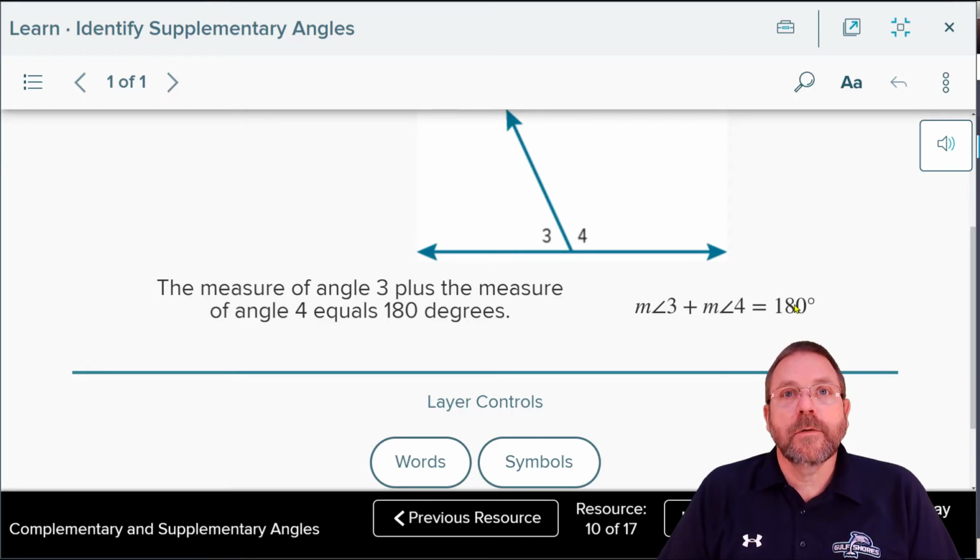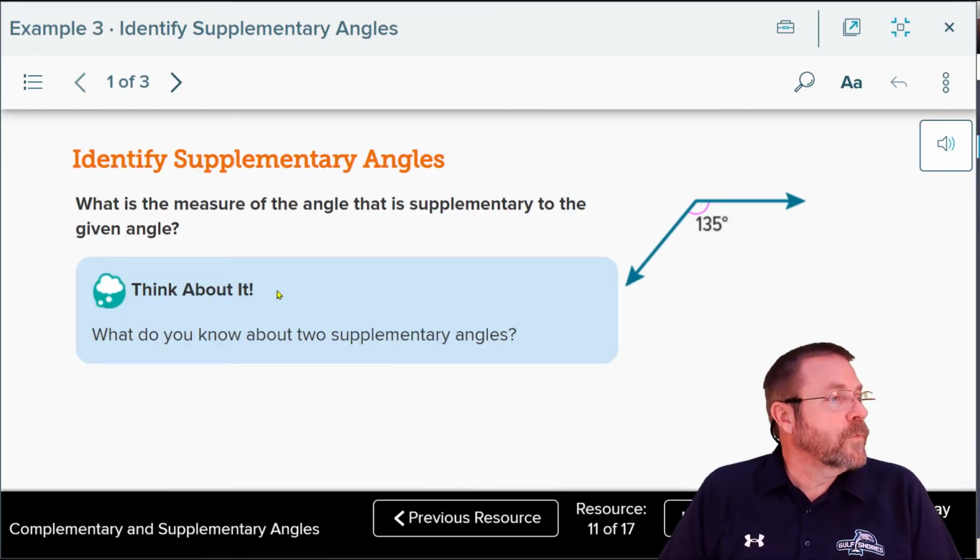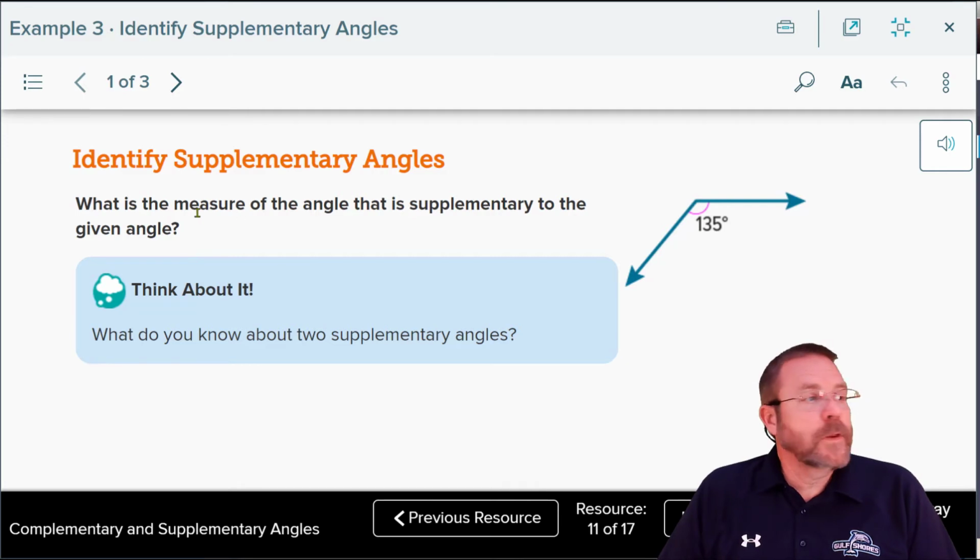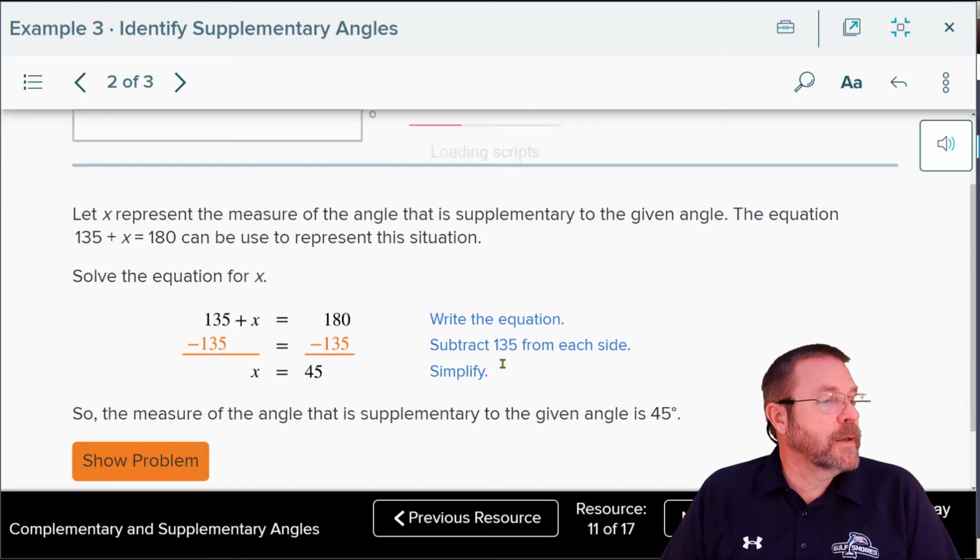So for example 3, they're going to start off asking what the measure of the angle is that's supplementary to that. In other words, what angle plus 35 degrees, 135 degrees is going to equal 180 degrees.